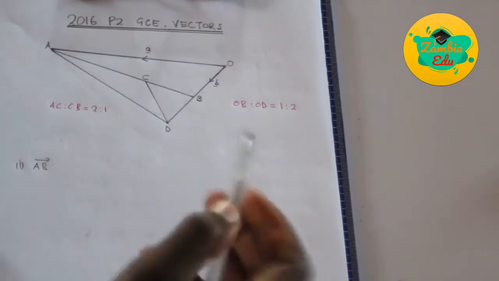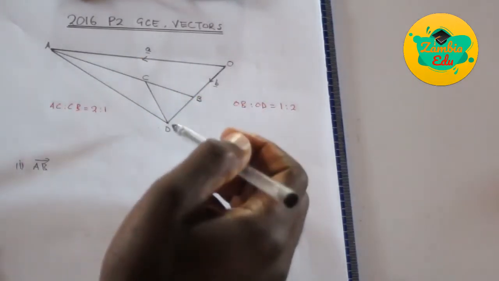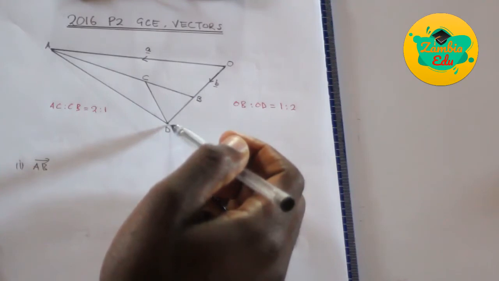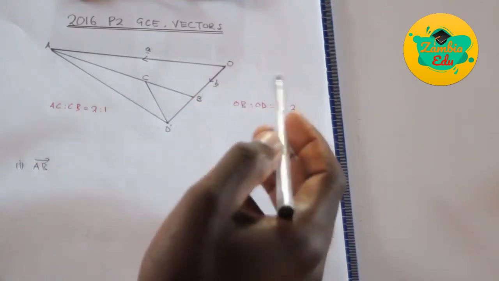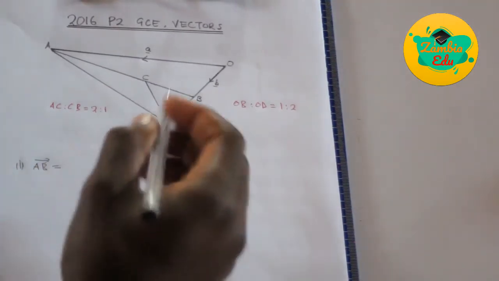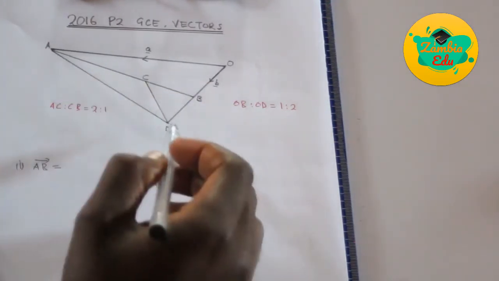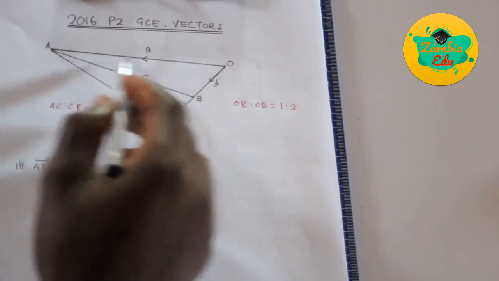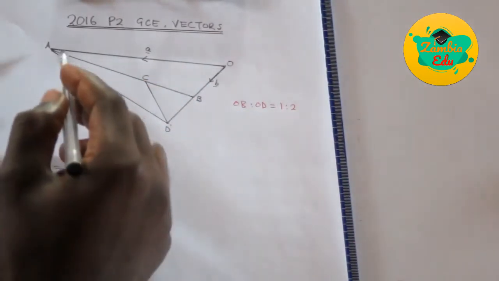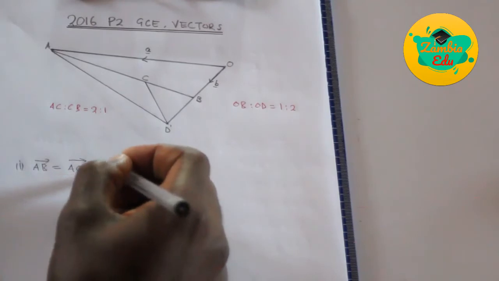And so for AB, we know O to A is equal to a, and O to B is equal to b. So for us to get AB, we start at A and go to B. We can't use A to D then D to B because we don't know the values here. Values have not been given. So we take the route which has values made available. So A to O plus O to B.